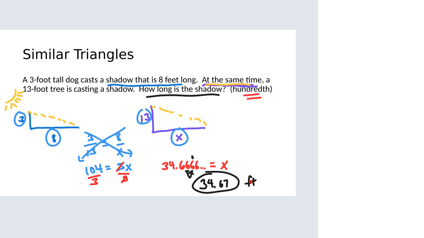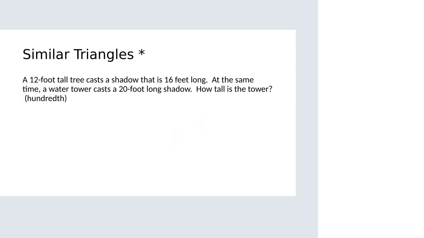Okay, here goes. A 12-foot tall tree casts a shadow that's 16 feet long. At the same time, a water tower casts a 20-foot long shadow. How tall is the water tower, rounded to the nearest hundredth? I'll set up a poll for this and let you try it.